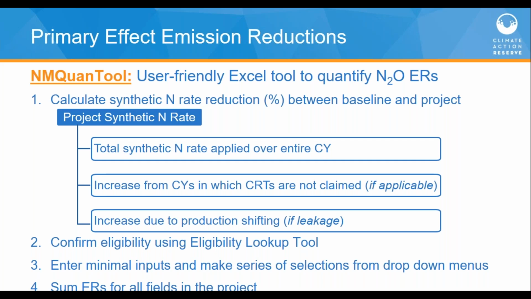And then after you have that percentage N rate calculated, you want to make sure you have confirmed the eligibility, and the eligibility lookup tool is there as a reminder. And as I mentioned before, with using the quant tool, you're just going to enter minimal inputs and make a series of selections from convenient drop-down menus. And then the tool itself sums all the emission reductions right there in-house for up to 20 fields in the project. If you have more than 20 fields, you might need to just use additional copies of the tool and then sum all the emission reductions for all the fields in the project external to the tool.